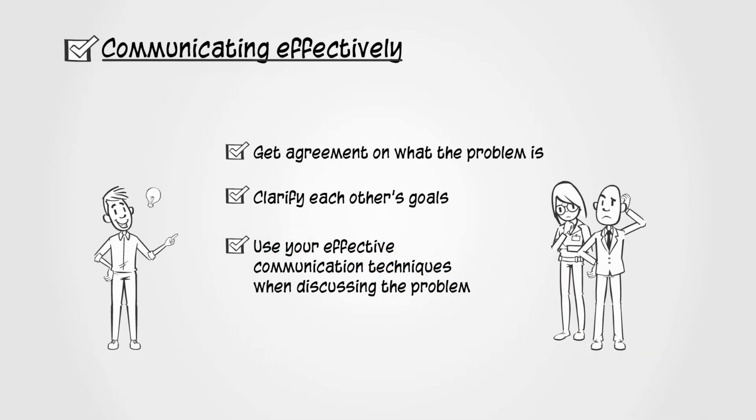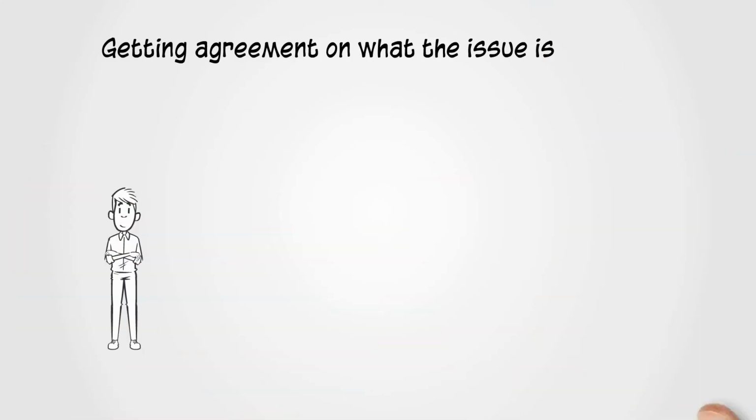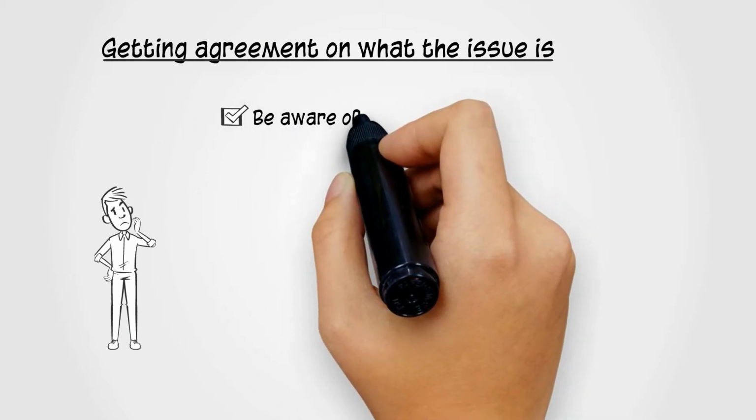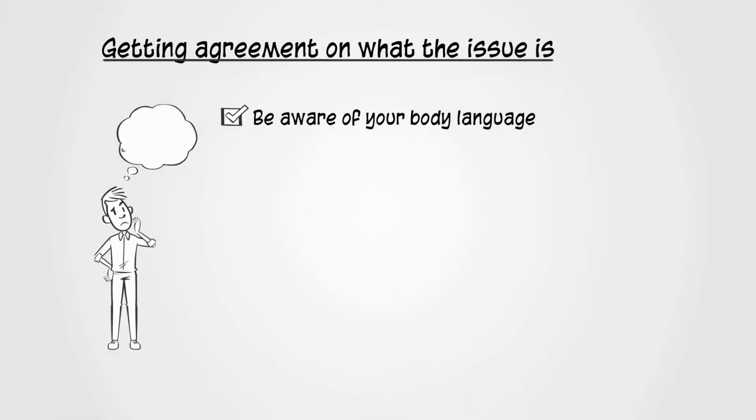It is a good idea to think about how you will communicate with the other person about the conflict. Do a bit more planning. To get agreement on what the issue is, you will need to continue to use your effective communication skills. So let's look at how you might use these skills. Starting with your body language, think about the tone of voice you would use to start the conversation.